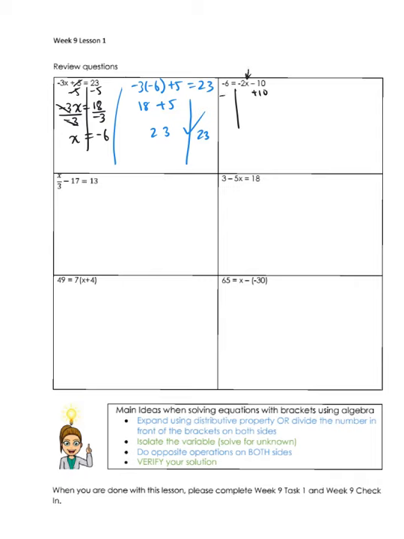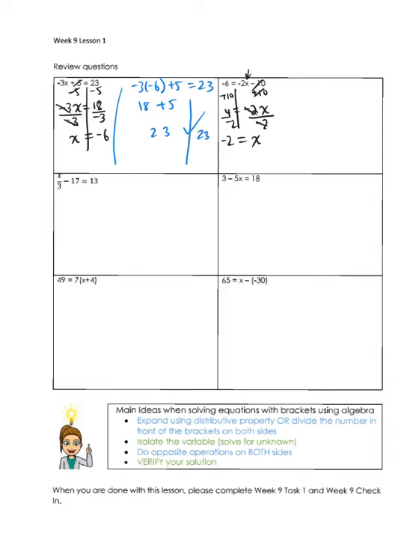Take away 10 by adding 10 to both sides. And I have 4 is equal to negative 2x because negative 10 plus 10 cancels out. And then I have to divide by negative 2 to get rid of the negative 2. And I have negative 2 is equal to x. Doesn't matter if I have my variable on the left or the right.